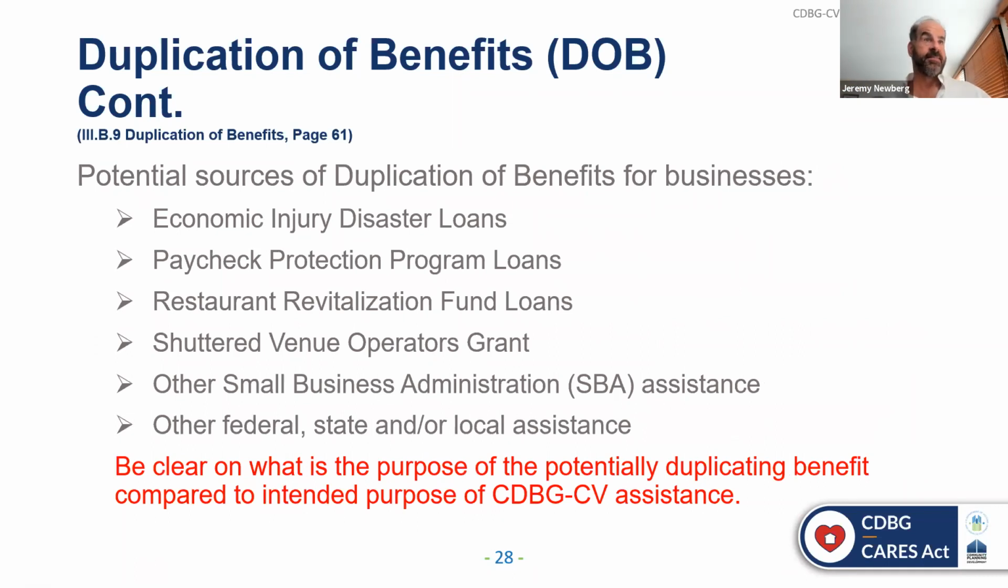Okay, so what are some potentially duplicating benefits? There's the Economic Injury Disaster Loan, the Paycheck Protection Program loans 1 and 2, the Restaurant Revitalization Fund, the Shuttered Venue Operators Grant, and there are a whole bunch of other SBA assistance programs, as well as federal, state, and local assistance programs. Be clear on what the purpose of the potentially duplicating benefit is compared to the intended purpose of the CDBG-CV assistance. Keep going.